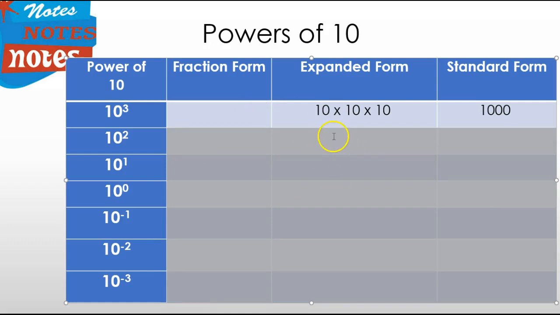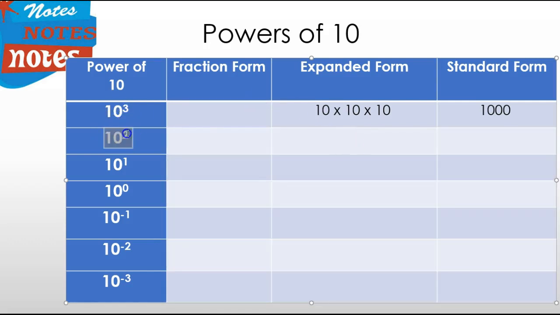All right, so for the next one, I have 2 10s that I'm multiplying. So that would be 10 times 10. 10 times 10 would be 100. And again, we'll talk about the decimals in a minute. 10 to the first, I have 1 10. So that's just 10.